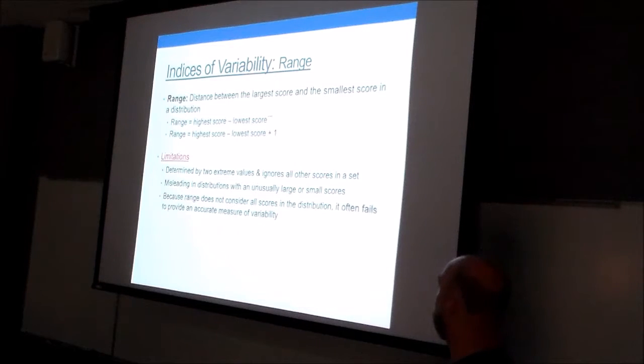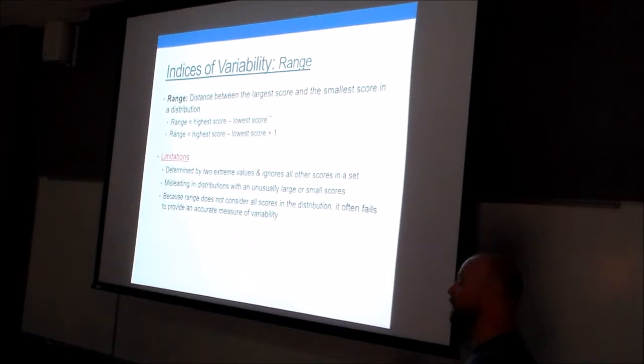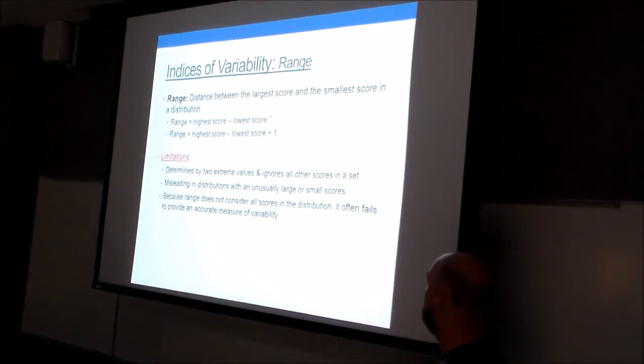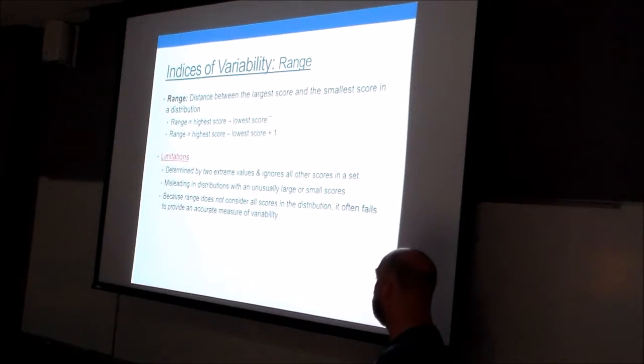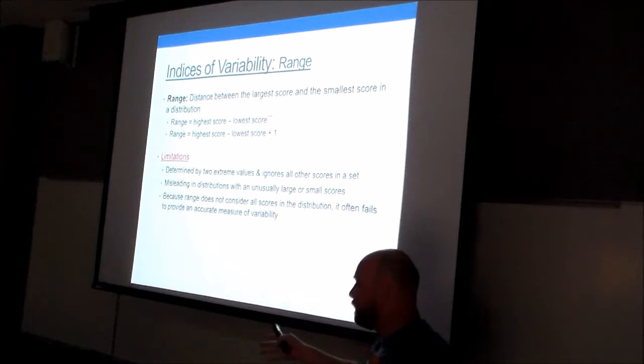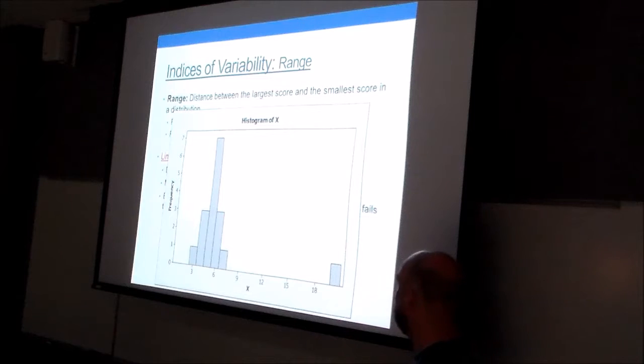Our range, as a consequence, is going to be misleading if we've got distributions with very large or small scores. Because it's not taking into account all values, it will often provide an inaccurate measure of variability, particularly if we're working with a sample with extreme values.